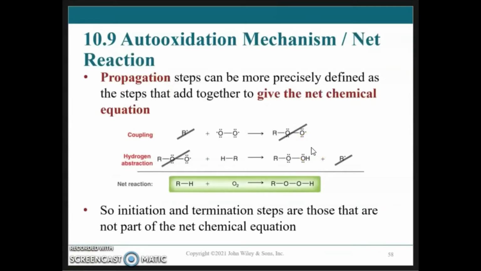So we can define our propagation steps as those steps that, when summed, give us our net chemical equation. From the previous slide, our 2 coupling steps were the alkyl radical reacting with the diradical oxygen, and that coupled radical reacting to abstract a proton and give a hydroperoxide. So our net reaction is our alkyl compound plus oxygen gives us a hydroperoxide. So these are both propagation steps.